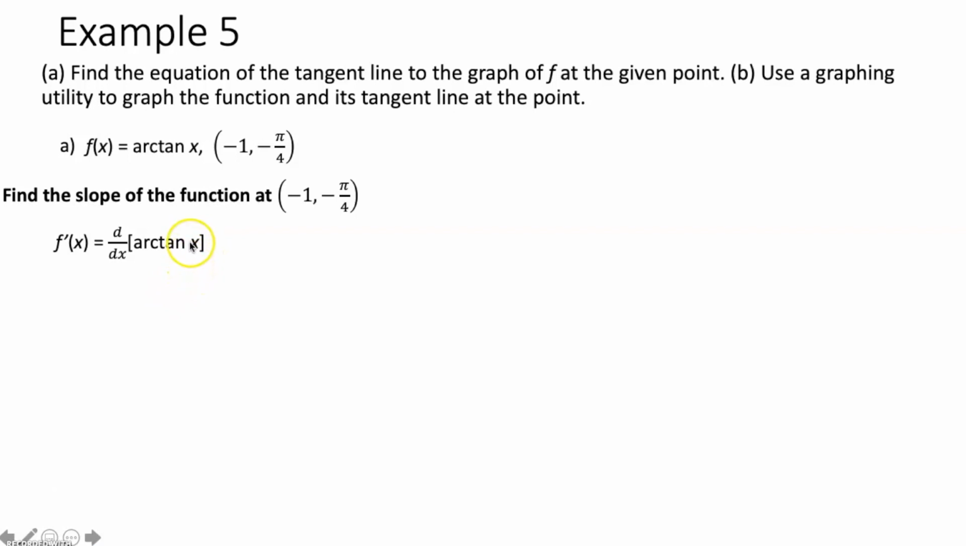That goes in the numerator. That's just 1. So it's going to be 1 over 1 plus u squared, which in this case is just x, so 1 plus x squared. That is the derivative of arctan of x.